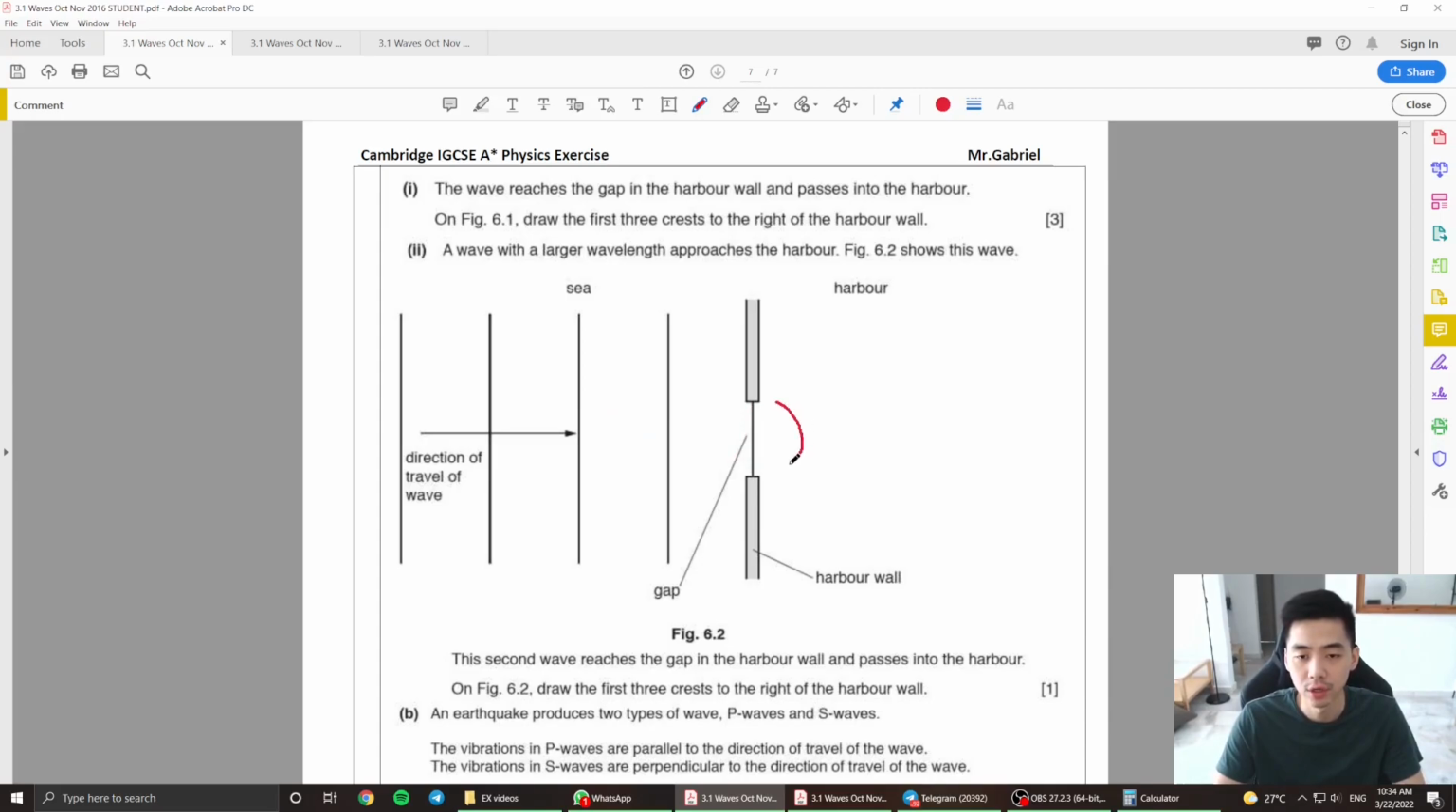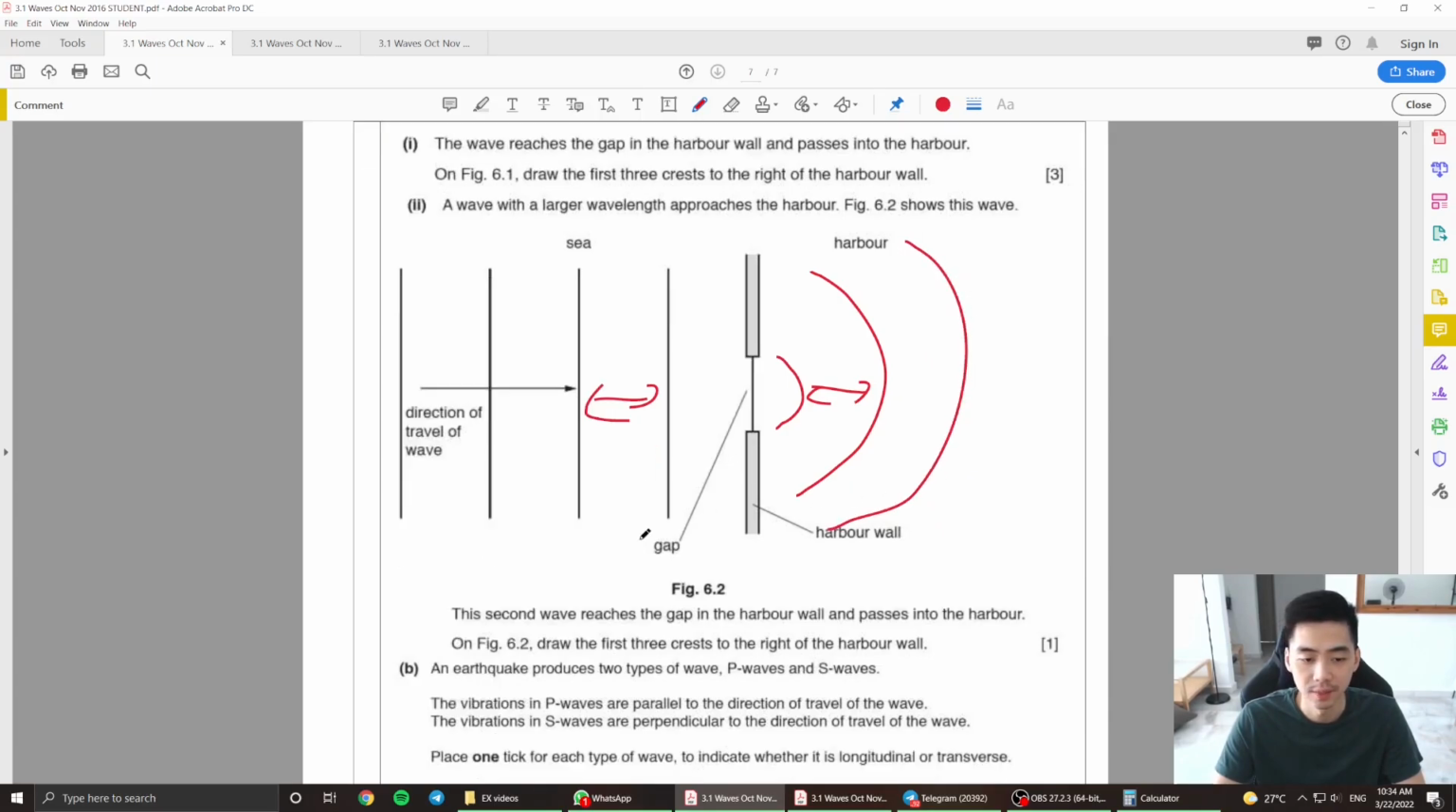More diffraction is occurring means to say you're going to draw more circular diffractions, yet again making sure that the wavelength here is the same as your wavelength here, guys, at least from the eye level. Okay, this is very important. Make sure that it is the same.